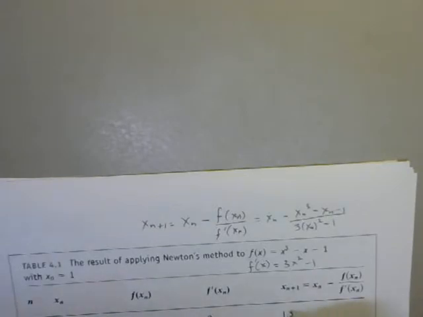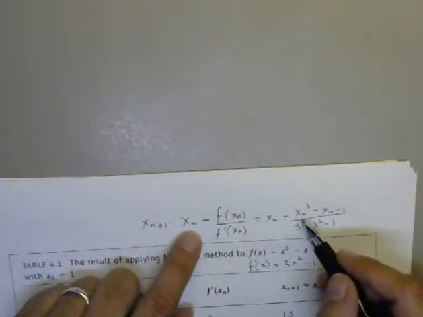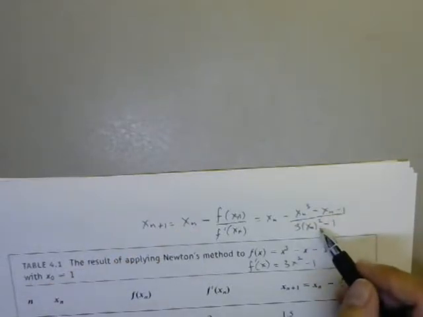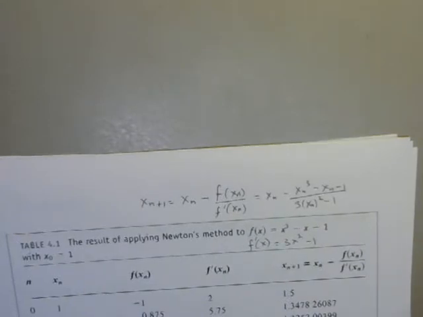Then you take 1.5 and plug that in for x sub n. So it'll be 1.5 minus 1.5 cubed minus 1.5 minus 1 over 3 times 1.5 squared minus 1. So take that minus that divided by that should give you that. Then take that and plug it in, and again, you'll see that as you do that over and over again, you should get closer and closer to the actual root.